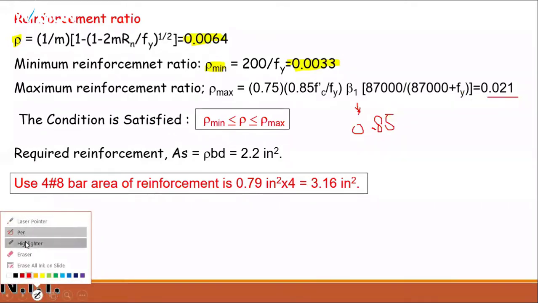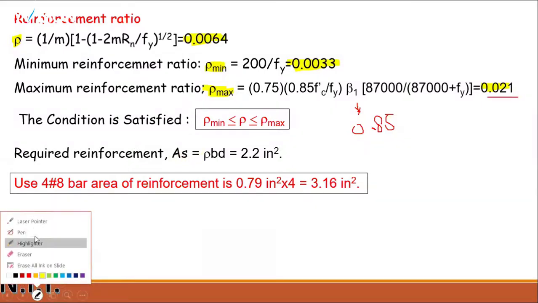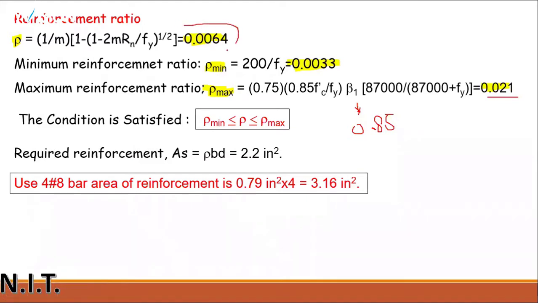So we have three values available right now: rho maximum, rho minimum and rho. So it is clear, just combine these values together, you can see that rho minimum is less than or equal to rho, which is less than or equal to rho maximum. So the condition is satisfied. When this condition is satisfied, then what we can do? We can calculate the area of steel by using this value.